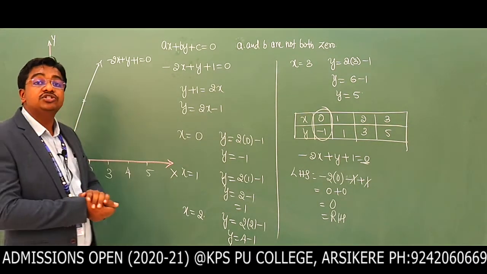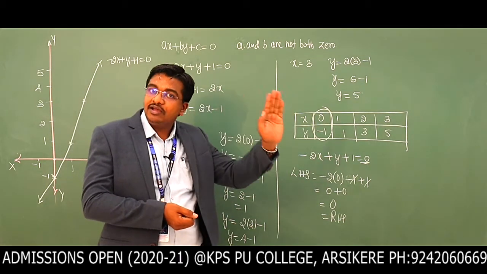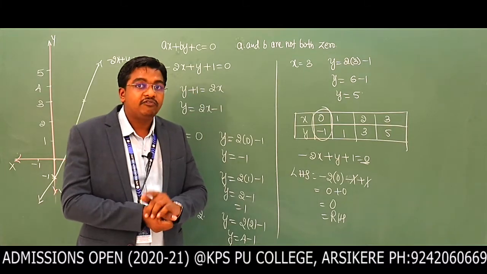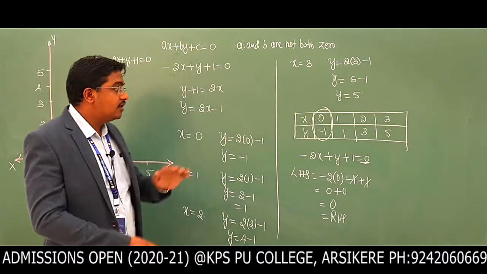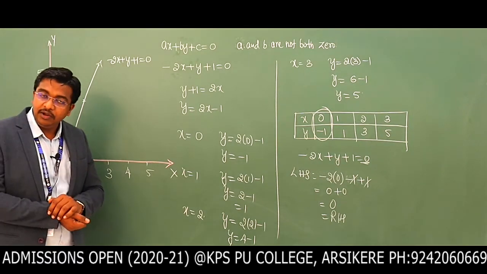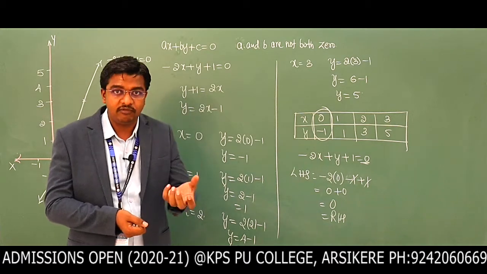Look, to find the solution of a linear equation, we have 2 methods. One is the graphical method, the second one is the algebraic method. So before going to that, first I would like to discuss the pair of linear equations in 2 variables. Repeat, pair of linear equations in 2 variables. So what is the general form? We will discuss here.